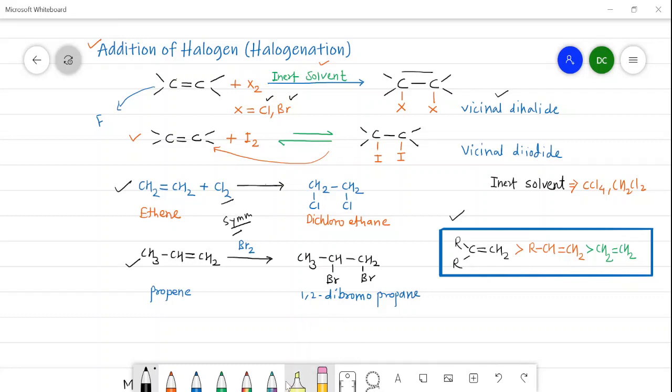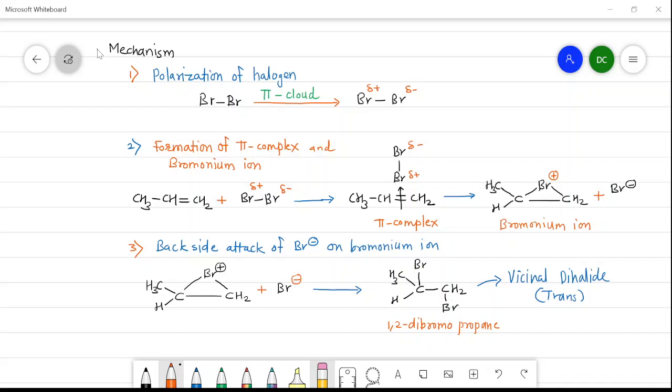Now see the mechanism of halogenation reaction. Mechanism of addition of halogen, or the halogenation reaction. Before starting with the mechanism, we know that electrophilic addition reaction occurs through the formation of pi complex, which will convert into the carbocation, and finally we get an addition product. These are the three steps in the general electrophilic addition reaction.